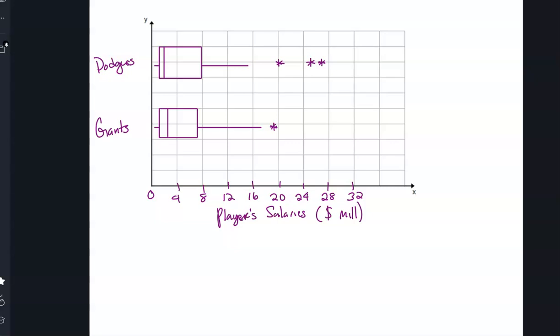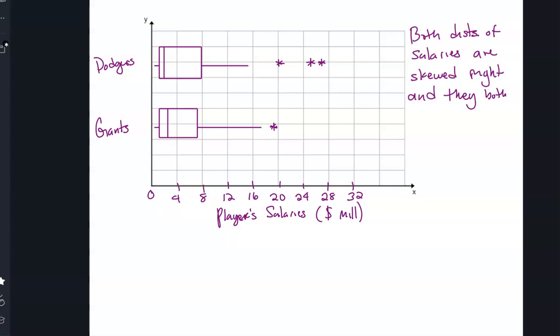So we're going to do our SOCS here. But again, we're not going to just spit out the numbers. So SOCS, first S, shape. Both distributions of salaries are very clearly skewed right. And they both have outliers, which is the O.